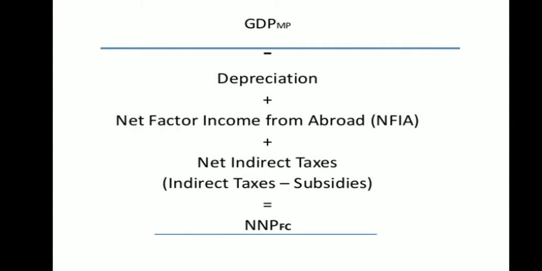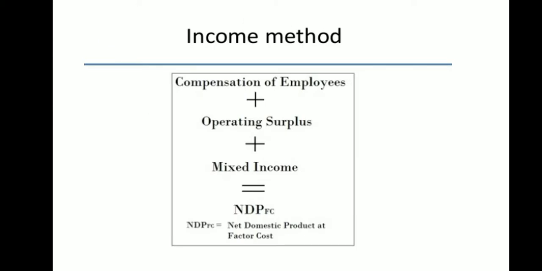Now, in order to calculate national income, that is NNPFC, from GDP MP, what you need to do is subtract depreciation, add net factor income from abroad, and subtract net indirect taxes, that is indirect taxes minus subsidies. That is how you will get NNPFC.